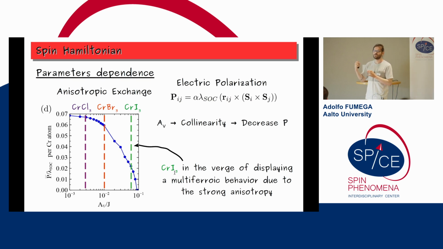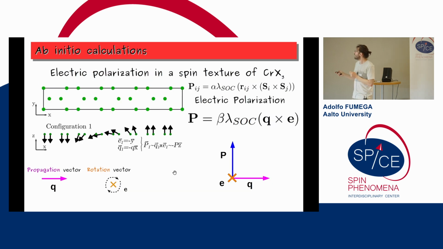This is due to the strong spin-orbit coupling in the system, because the iodine, again, generates a huge magnetic anisotropy. Okay, so this is detrimental to the multiferroic order. Let's now analyze what happens with the prefactor, which is also related to the spin-orbit coupling. So everything is related to the spin-orbit coupling. The way to analyze this is with ab initio calculations.